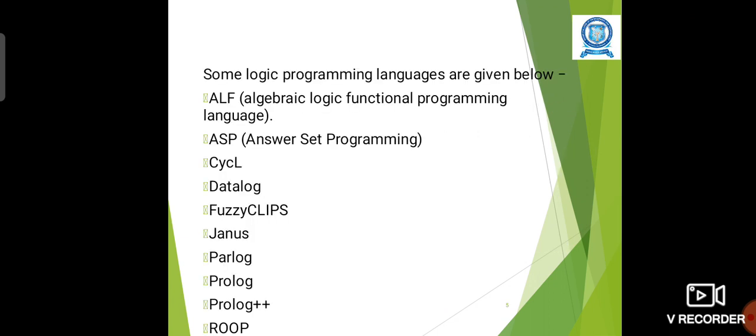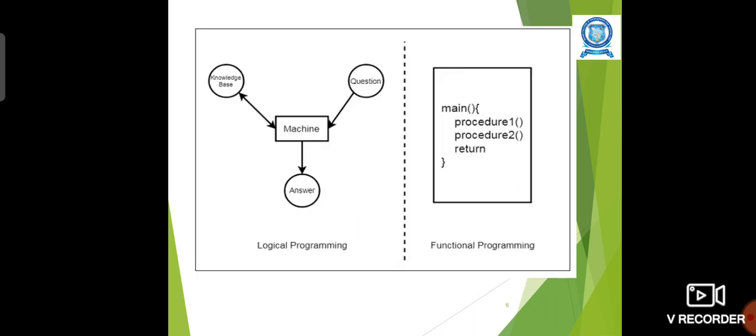Some logic programming languages are ALF, ASP, Cycle, Datalog, Fuzzy Clips, Janus, Prolog, Prolog++, Rules. This is an example diagram showing the difference between logic programming and functional programming.